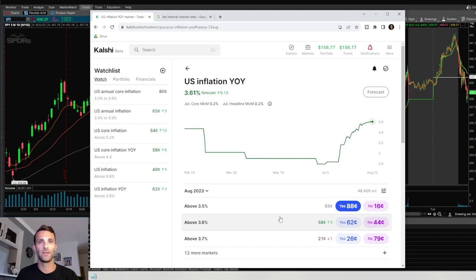clearly in your favor. So those are some good examples on how to trade the inflation number in 3 different ways. You think that inflation is going to go up, you think it's going to go down, or you're just using the forecast tool on the back of Kalshi.